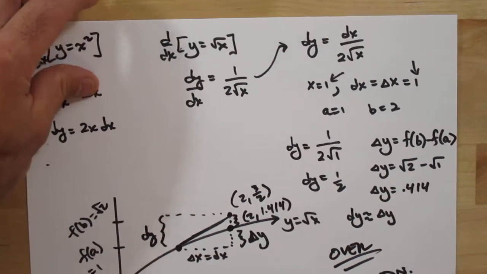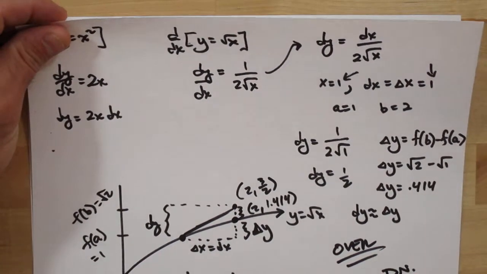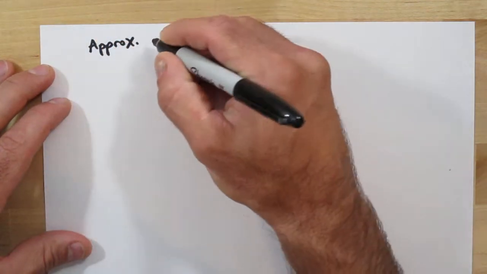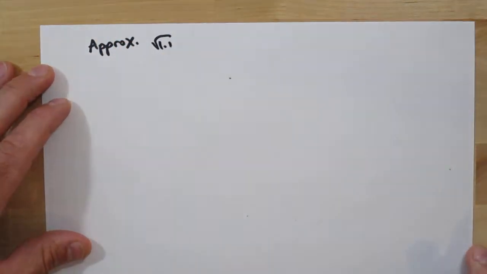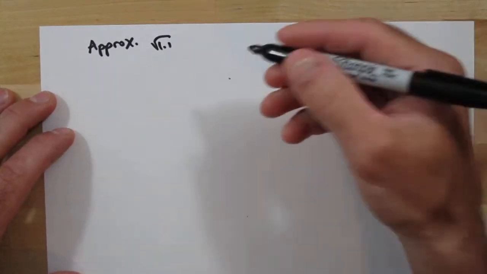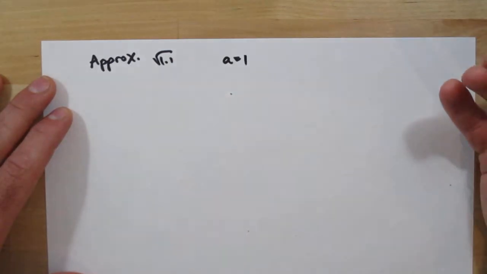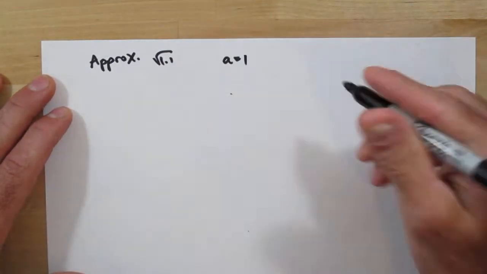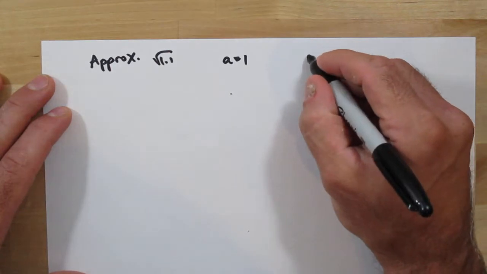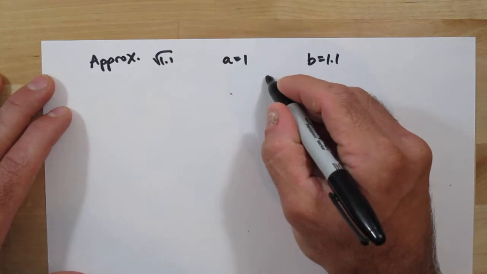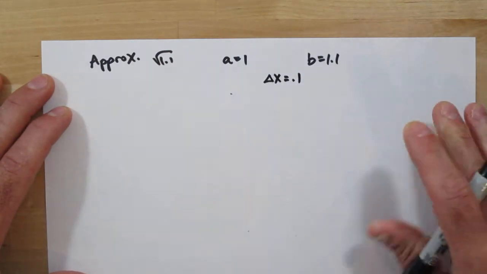All right, so let's get to our last example here. Oh, I'm sorry, we're going to do a little bit more, almost forgot. Let's approximate the square root of 1.1. Just as we think about this, let's recall, what is a going to be here? Well, a is 1, and if we're approximating 1.1, that makes b equal to 1.1, which makes delta x equal to 0.1.